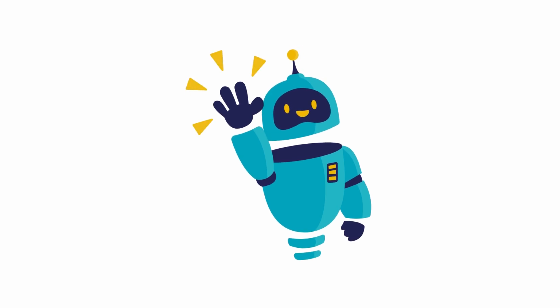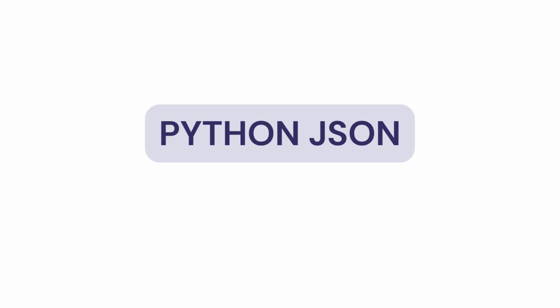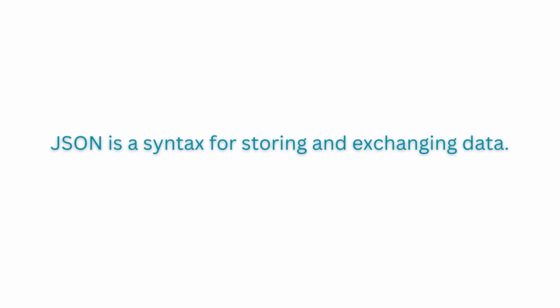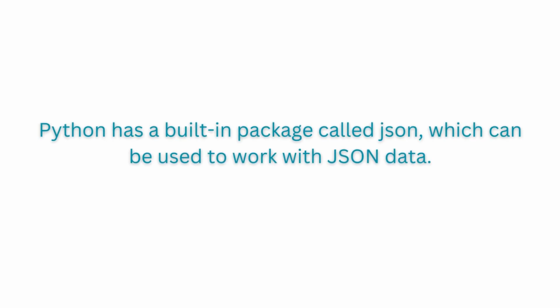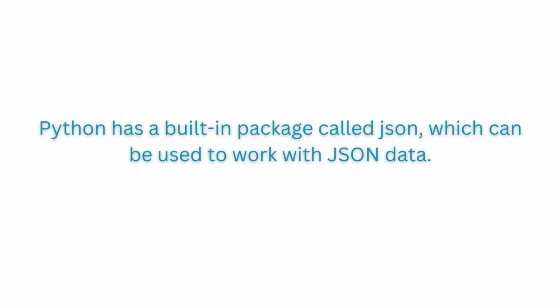In this session we will learn about the Python JSON topic. So let's start the video. So what is JSON? It is a syntax for storing and exchanging data. It is a text written in JavaScript Object Notation, and Python has a built-in package called json which is used to work with JSON data.